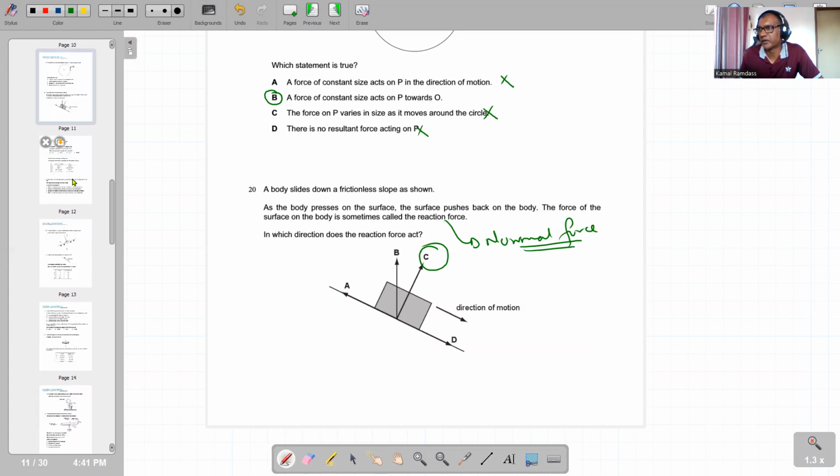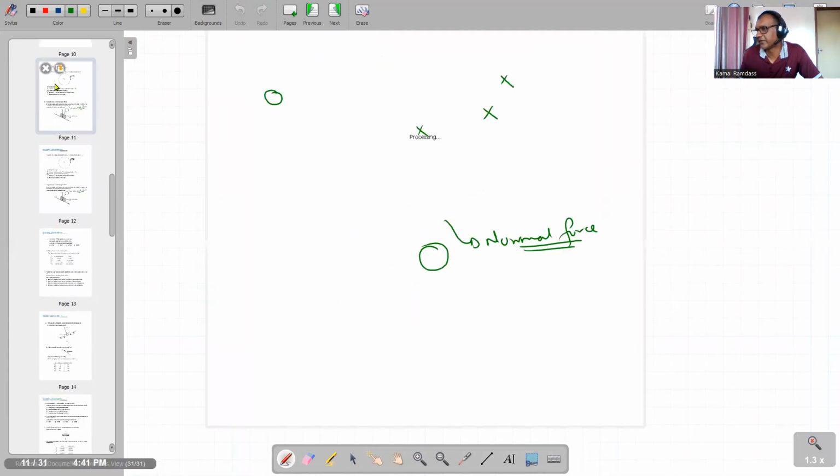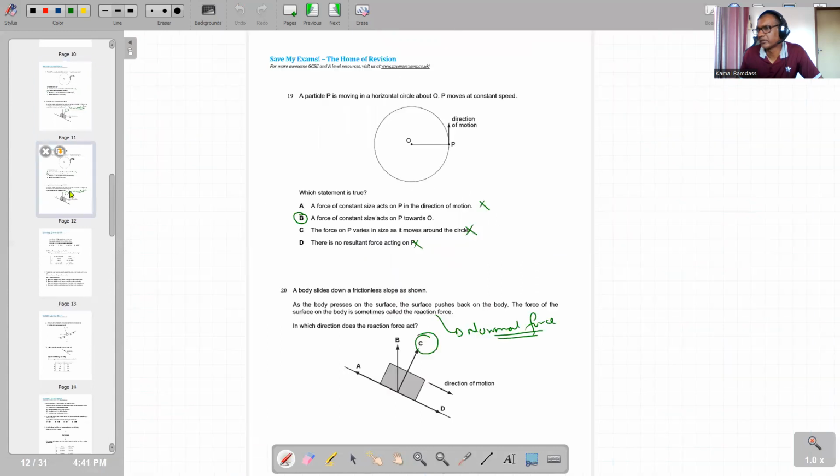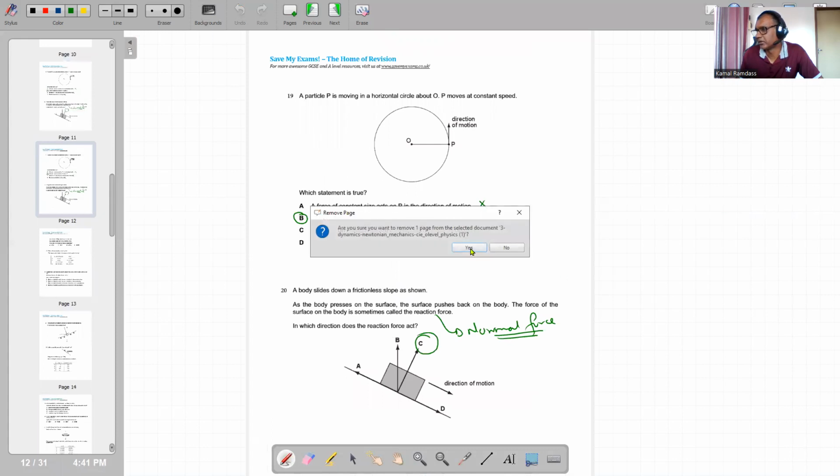Par 10. Par 11. Par 10, c'est ça. Par 11. On copie deux fois là.